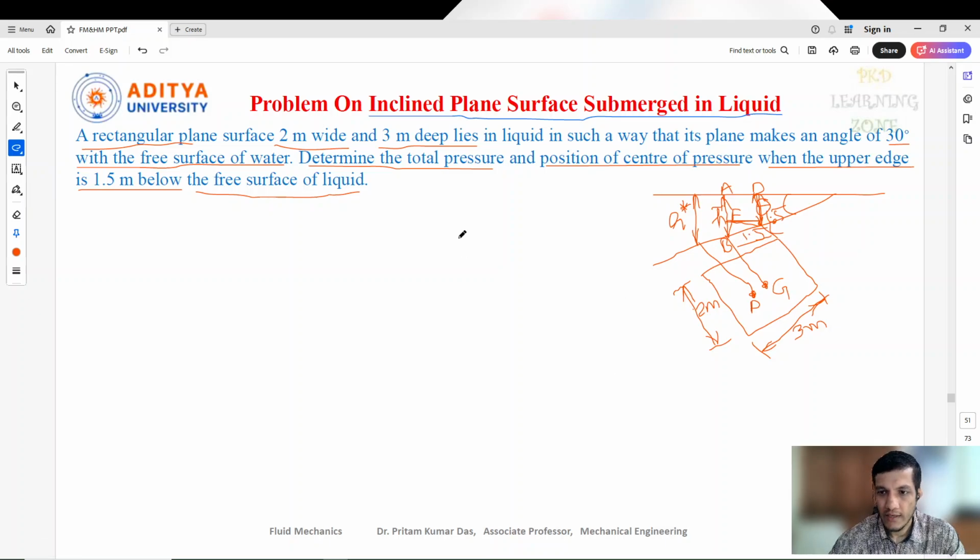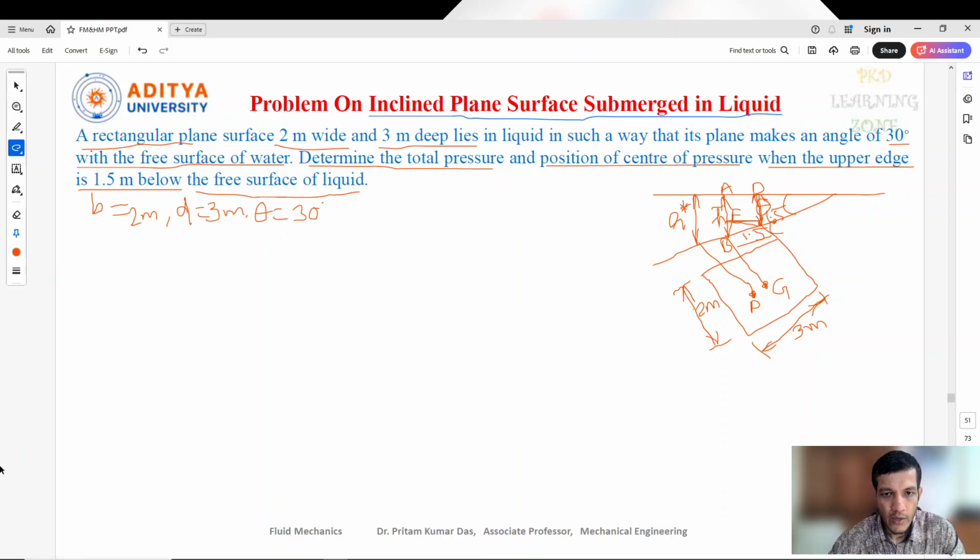Now these are the data given for this question. Let me write what is given. Width b equal to 2 meter and depth d equal to 3 meter. And the theta angle is given, theta is nothing but 30 degree.